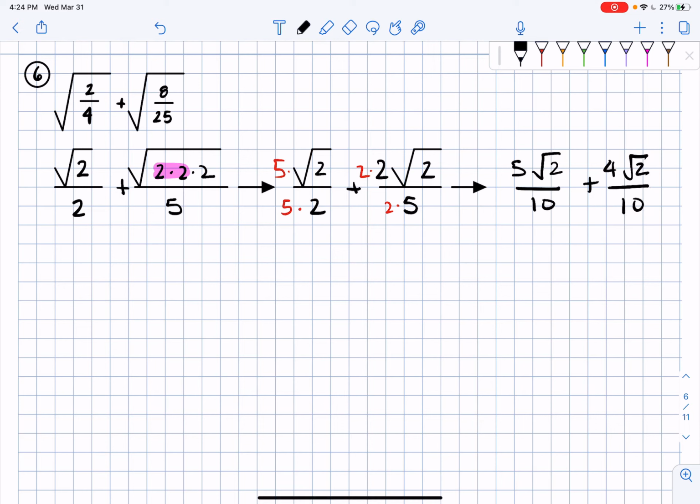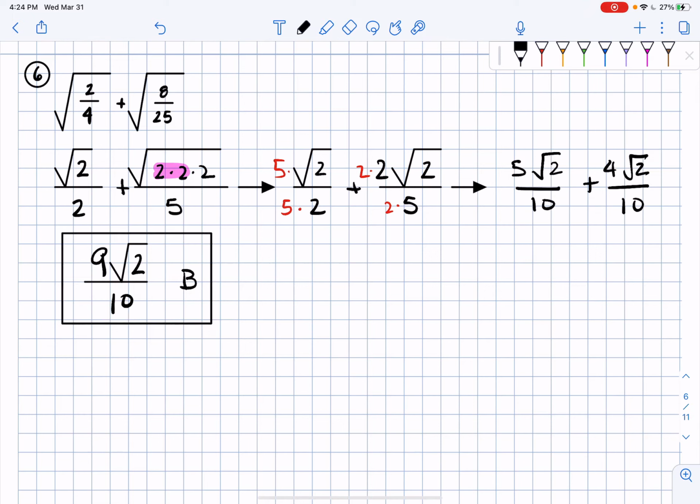Interesting. So I add or subtract the top, right? Which they are the same radicals. So I'll have 9 square root of 2 all over 10. And that, ladies and gentlemen, is choice B. And there we go.